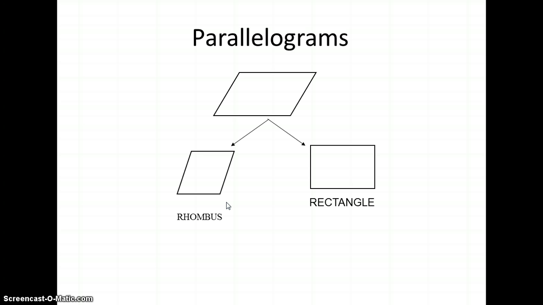There is a fourth kind of parallelogram that we are going to talk about, and that is a square. And a square is a parallelogram with 4 right angles and 4 equal sides. So a square is a special kind of rectangle and a special kind of rhombus.